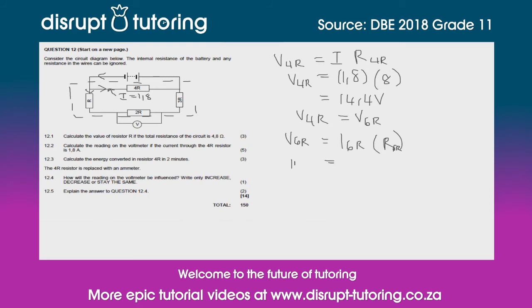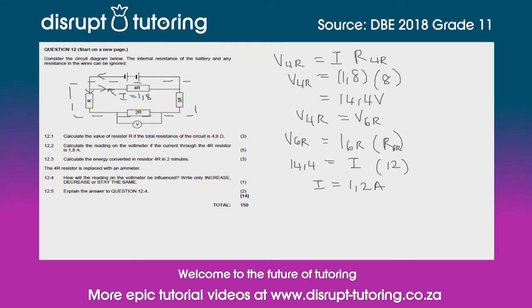So we know that this is 14.4. We don't know what the current value is, but we do know that the resistance is 6 times 2, so 6R times 2 ohms, which is R, and that's 12. And then that gives you a current of 1.2 amps.